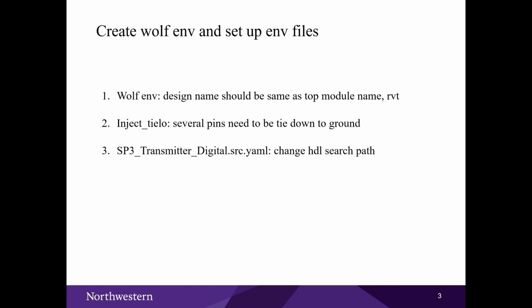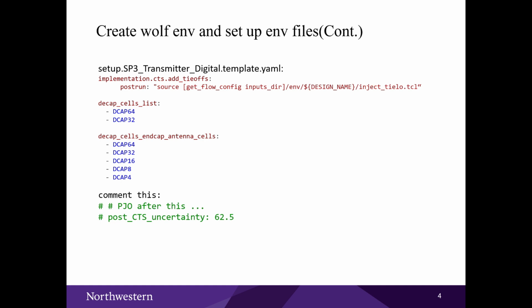And the third step is to change the content in the SP3 transmitter digital source.yaml file, because WAV needs the content in this file to read HDL files, so we need to change it. And the last step we need to make is to change setup.SP3 transmitter digital.template.yaml, and we need to change three things in this file.